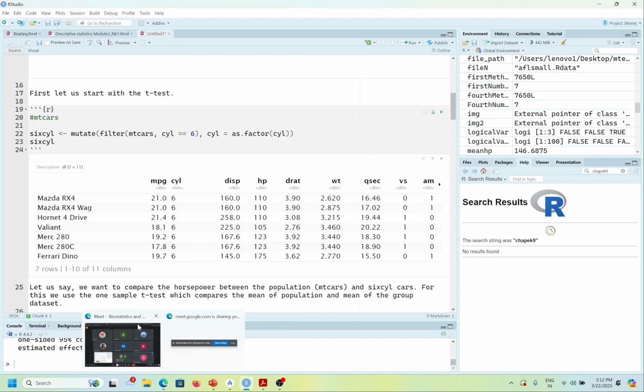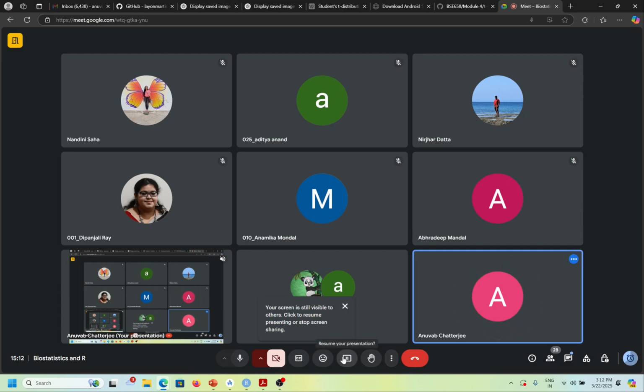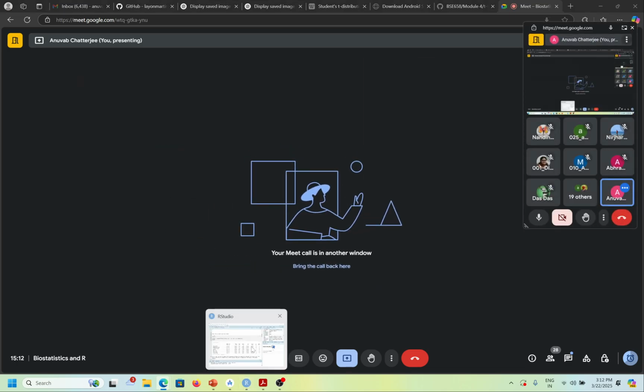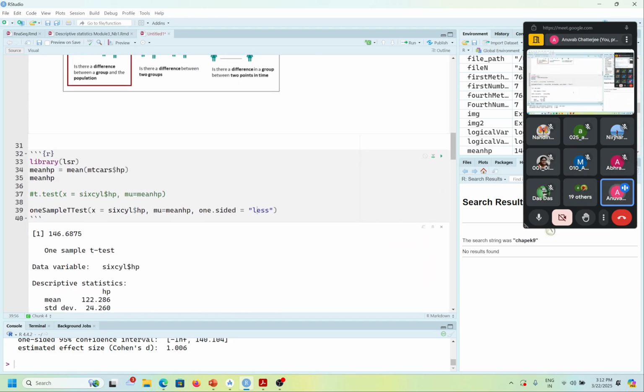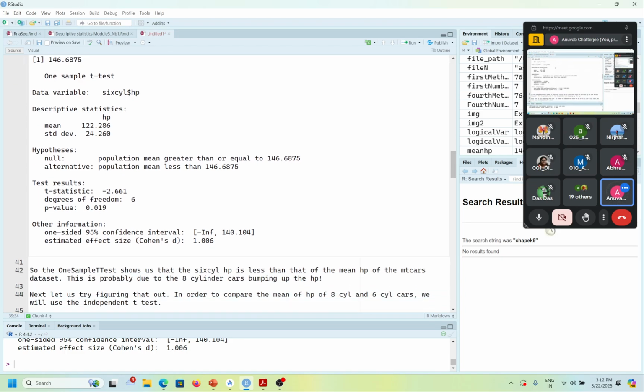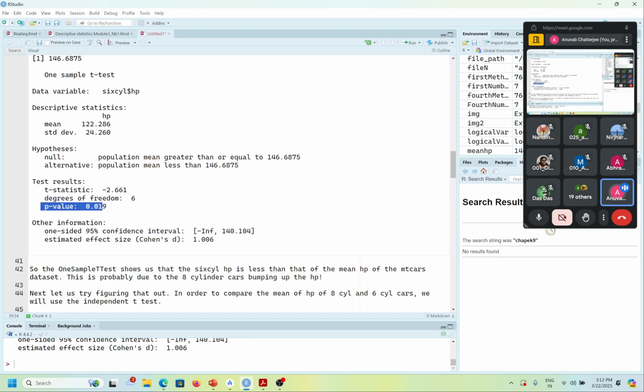I hope my screen is visible again or no. Is my screen visible? Yes, my screen is visible. Yeah, this is the one that we are talking about. One sample t-test. If you run it with the six cylinder cars, comparing them to the mean of mtcars, you figure out that the p-value is actually significant. So the six cylinder cars are actually less powerful than the mtcars dataset. Does everyone agree to this?